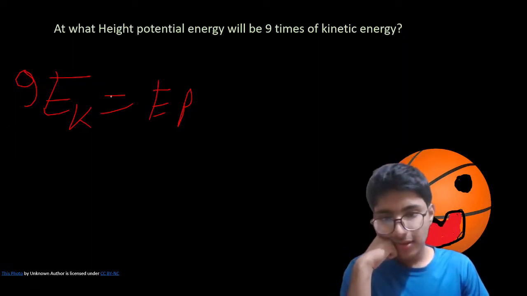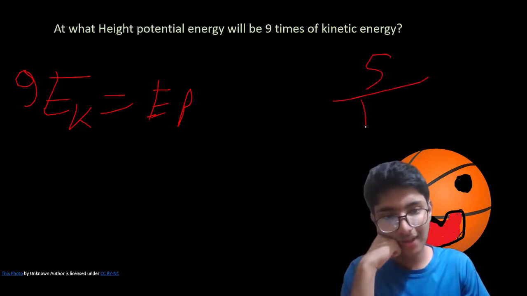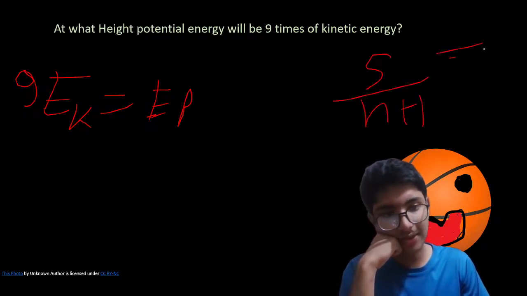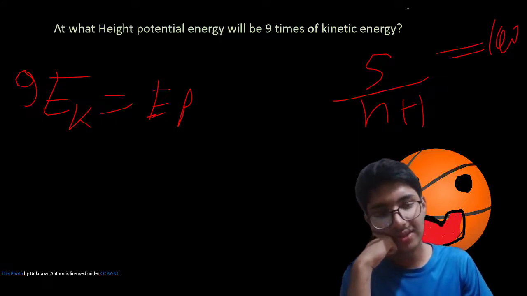So now we write this like this: 9 EK equals EP, right? So how do we do this? I told you the formula: s divided by n plus 1. We know s is 1000. It is given in the question.